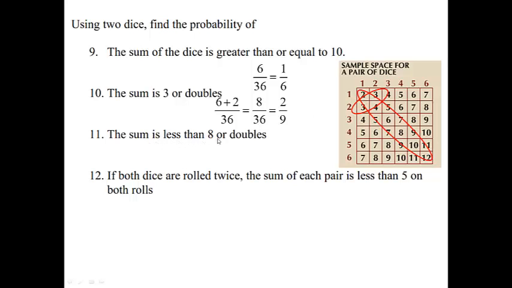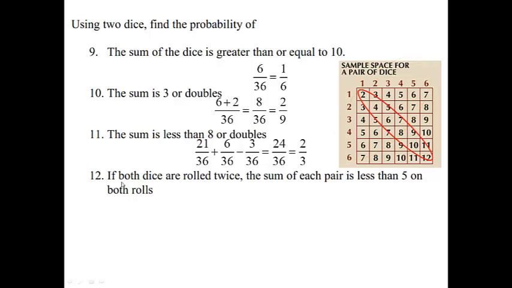The sum is less than 8 or doubles. So less than 8 or doubles would be all of these numbers up here. All these are less than 8. And then doubles would be these. And you have 21 that are less than 8. 6 that are doubles, but 3 of these are doubles and less than 8. You counted those twice, so you have to subtract those off. So you have 21 plus 6 minus 3, so that'll give you 24 out of 36, which is 2/3.